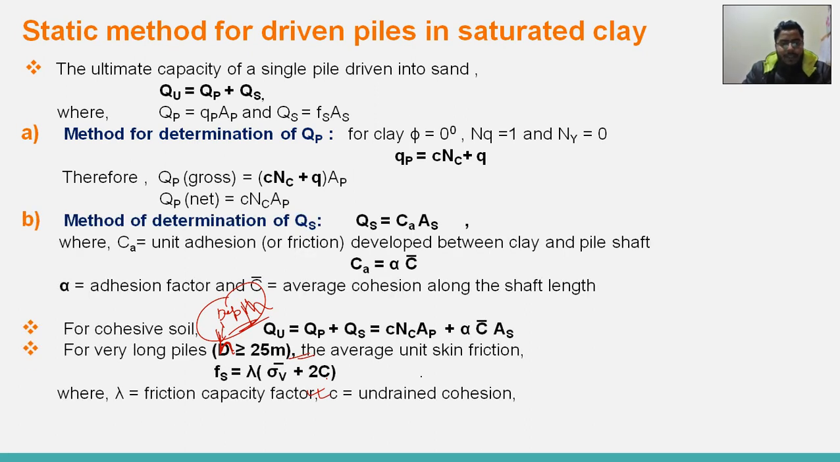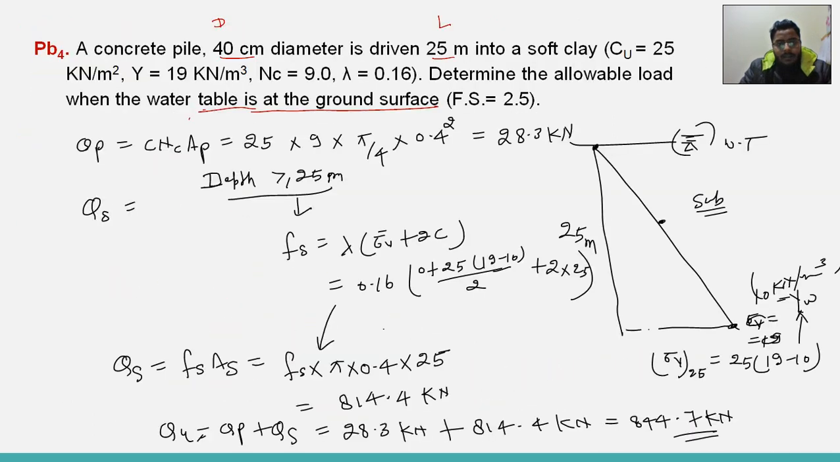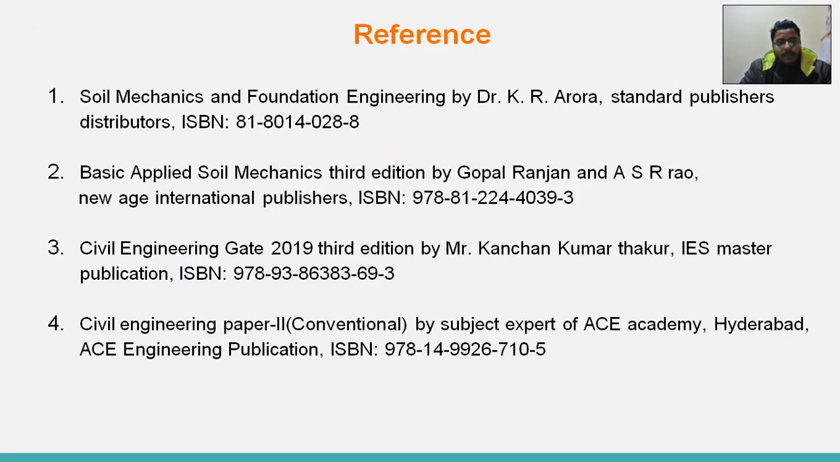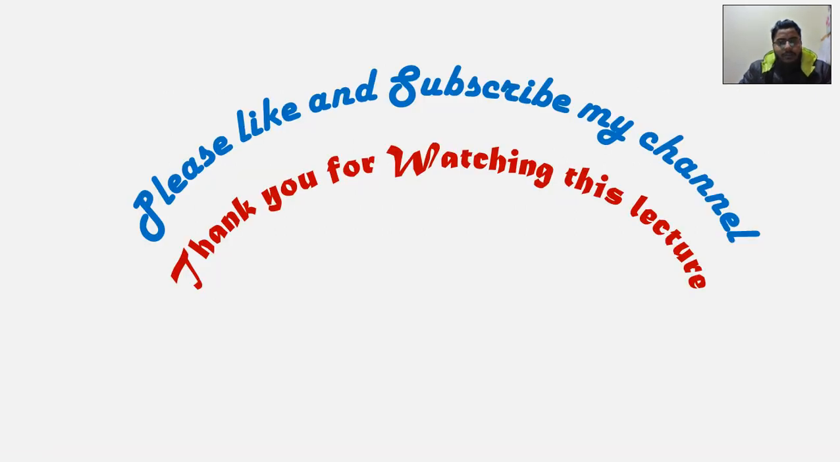In the previous slide I mentioned two things. When the depth is less than 25 meter, we will use alpha c bar to calculate the skin resistance. If the depth is greater than 25 meter, we will use fs, that is lambda into sigma v plus 2c. These are the references that I've taken to make this lecture. So thank you. In the next lecture, I will discuss another method for the load carrying capacity of the pile. Thank you.